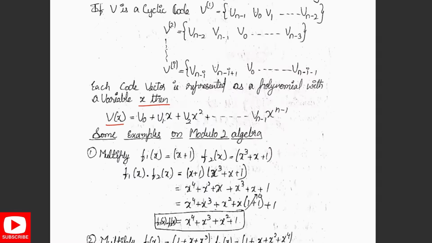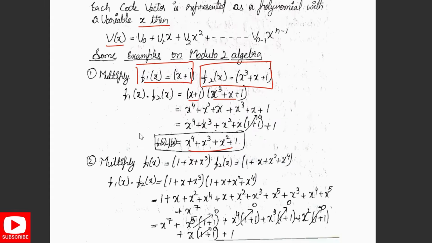Some of the examples you can solve, you can use modulo 2 algebra. Here, let us consider one function given as x plus 1 and another function given as x cube plus x plus 1. You just have to multiply. x into x cube is x power 4, x into x is x square, x into 1 is x, 1 into x cube is x cube, 1 into x is x, and 1 into 1 is 1. So from this, simplify it. You can take x as common here and that becomes what? 1 plus 1 modulo addition is 0. So hence we are left with x4, x3, x2 and 1.